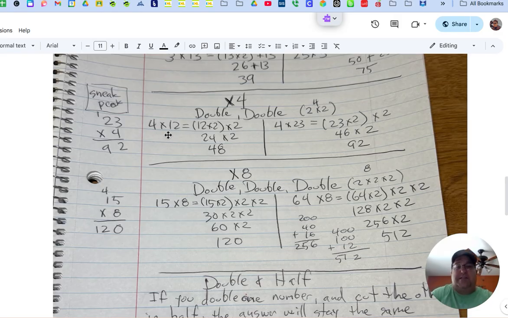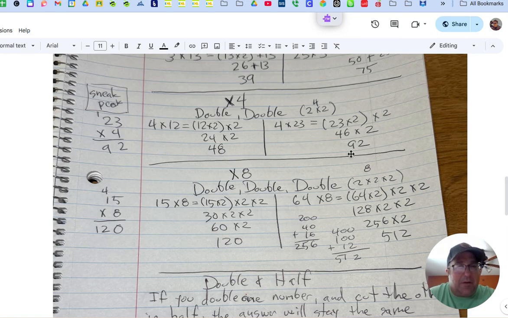But let's see this in practice. Or I can think about double 12 and double it again. So if I double 12, I get 24. Double it again, I get 48. 4 times 23, we might not have memorized in our heads, right? I don't. But I know if I double 23, I get 46. Double that 46, we get 92.